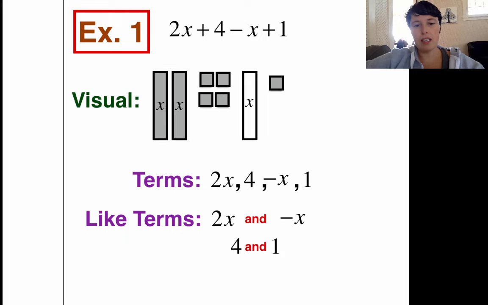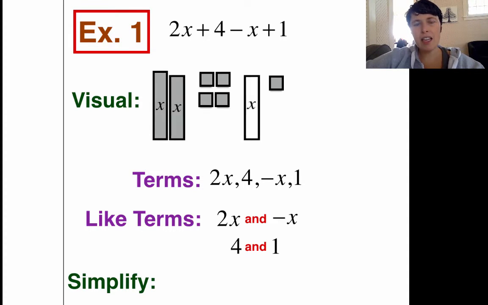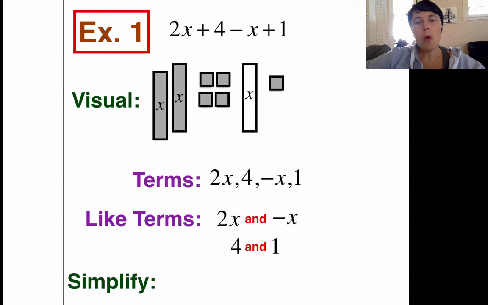There's one more piece to this. We can simplify. Simplify means moving things that go together. And one of the things I notice if I'm trying to simplify is there's an x and there's a negative x. What happens when you have a positive and a negative come together? What do they make? They make 0.